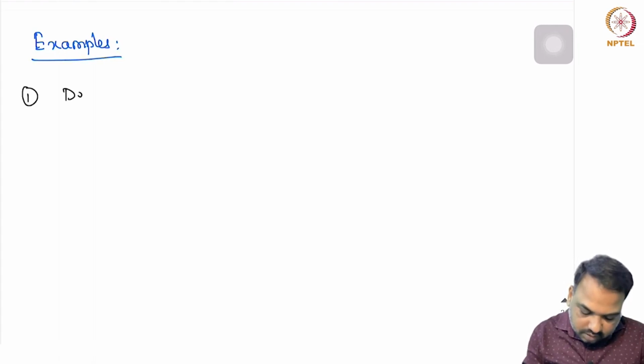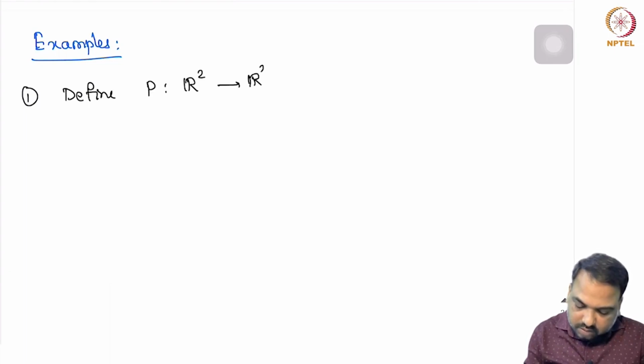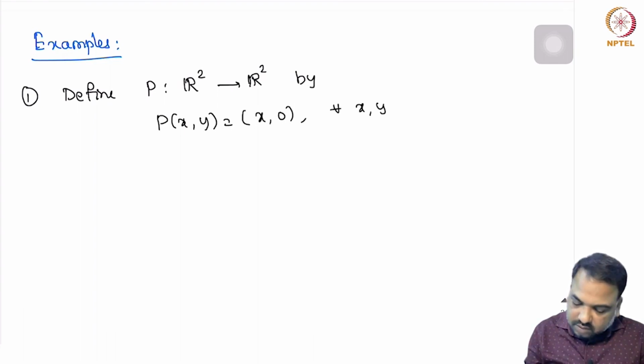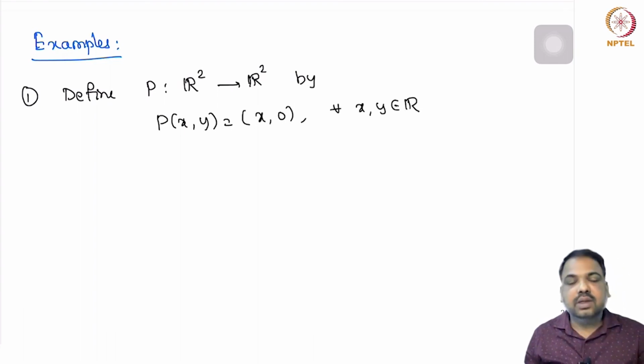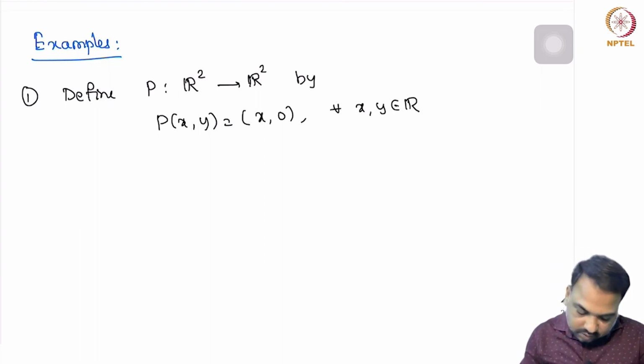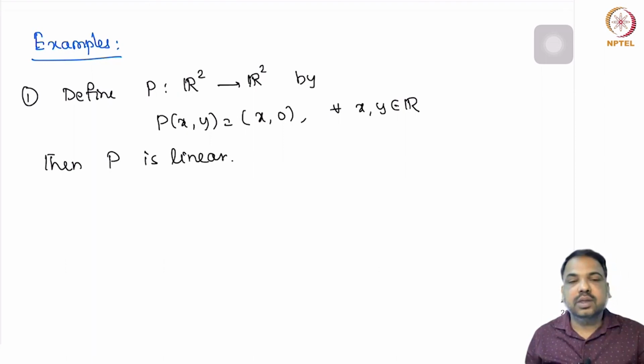So define P from R2 into R2 by P of (x, y) is (x, 0) for every (x, y) in R2. We can consider it from C2 into C2. So then we can see that P is linear. Of course it is bounded because the domain space is a finite dimensional space.